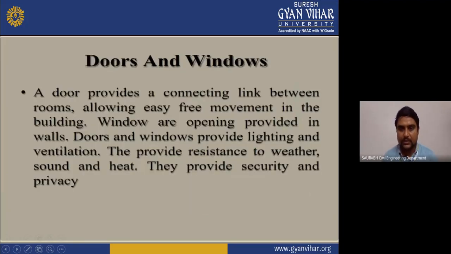So come to door and window, which is a very essential part of your building. A door provides the connecting link between rooms, allowing easy free movement in the building. Windows are openings provided in the wall. Doors and windows provide lighting and ventilation. They provide resistance to weather, sound and heat. They provide security and privacy. We all know door and window also provide the security and privacy of your rooms and your homes.